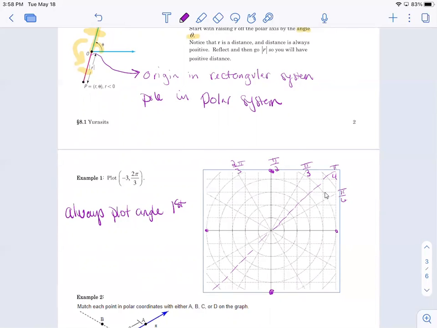So I'm at my angle. This is my angle, 2 pi over 3. Now on that angle, I count 1, 2, 3. The problem is it's a -3. So I want to reflect it over that pole. 1, 2, 3. This is where that coordinate would end up.